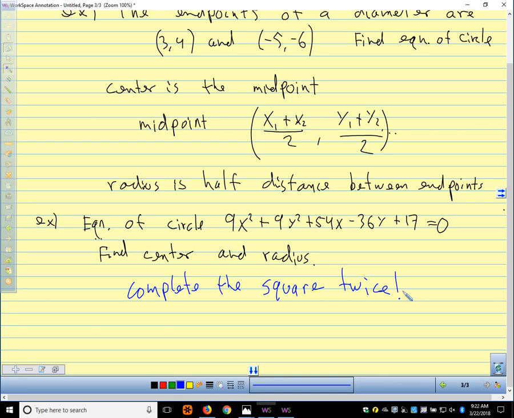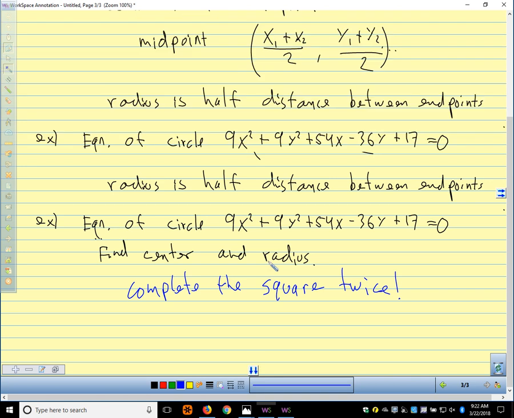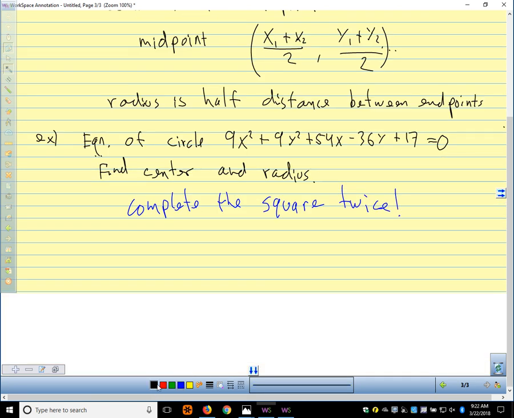So we get to complete the square twice. Notice I said we get to, not we have to. We get to. This is a good day. All right, so what I would recommend is we're going to gather up all the x's and y's together. So I'm going to write it as 9x squared plus 54x plus 9y squared minus 36y. And I'm going to put the 17 on the other side of the equation because we need our r squared over here. All right, so we're going to group the x's. We're going to complete the square there, and we're going to complete the square there.